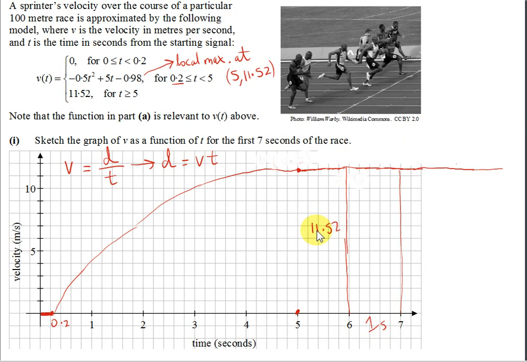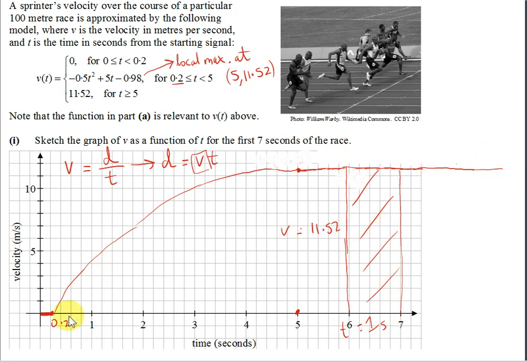So the sprinter will be moving with a velocity of 11.52 meters per second for 1 second. So it's just like the area of this here. It's velocity multiplied by time, just as we have from this formula. So this idea of area makes sense when we're dealing with constant velocity. And that's what we're dealing with here for the straight line portion of the graph. We're dealing with constant velocity.